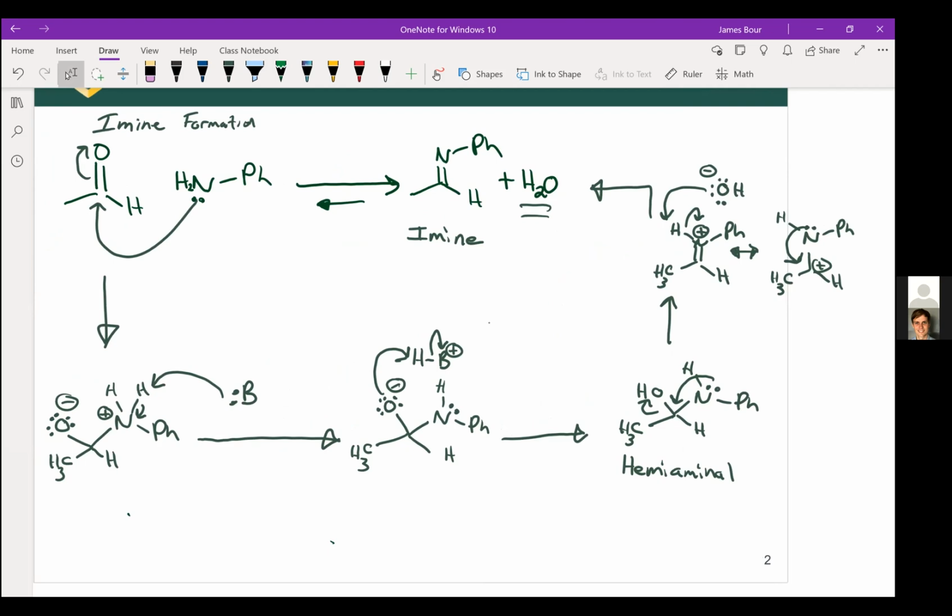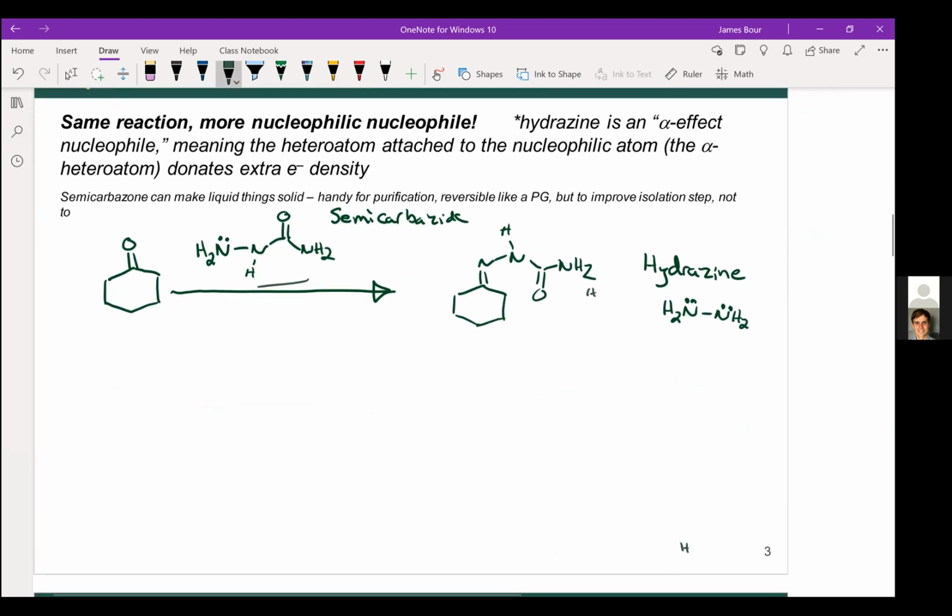You can imagine that the evolution of water may render this reaction reversible. That is, you could draw the water attacking the imine here and so forth. This is indeed reasonable, and in imine condensations in the lab, you often need to remove water to push the reaction forward. That is, to convert it all to the imine product. This reaction is not limited to just primary amines.